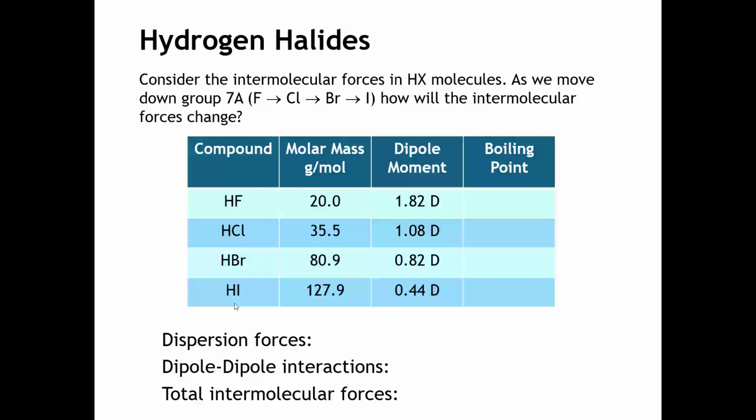What I want you to do is pause the video and make predictions. As you go down from HF to HI, what's going to happen to the strength of the dispersion forces? And what's going to happen to the strength of the dipole-dipole interactions? And when we combine these two, what kind of predictions would you make for the overall strength of the intermolecular forces, which is going to be manifest in the boiling point? A higher boiling point would be stronger intermolecular forces, and a lower boiling point, the opposite.